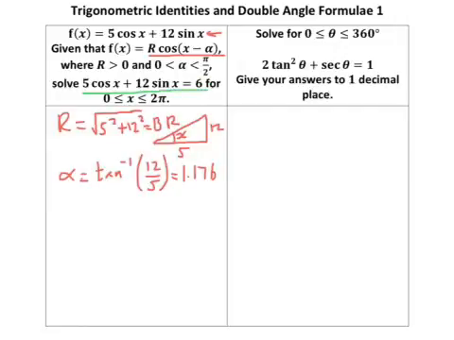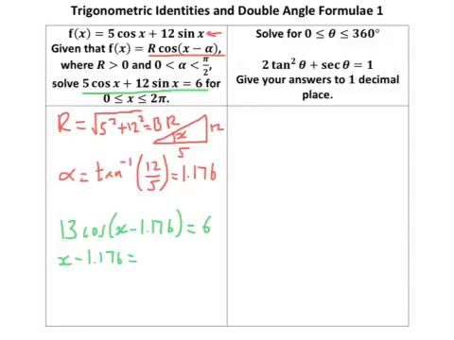Now we just need to make sure first of all that 1.176 is between 0 and pi over 2, and it is. I know it's in radians, and half of pi is 1.5 something. So instead of 5 cos x plus 12 sin x equals 6, I'm going to have 13 cos of x minus 1.176 equals 6.